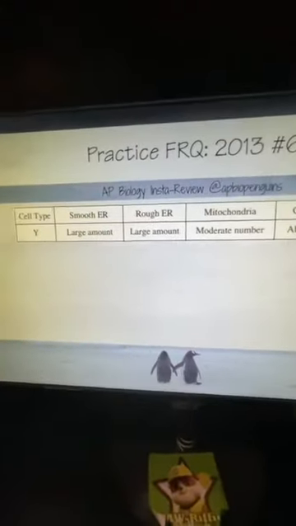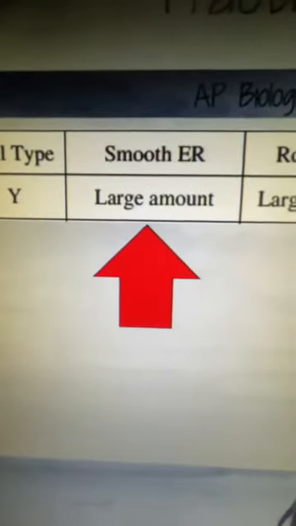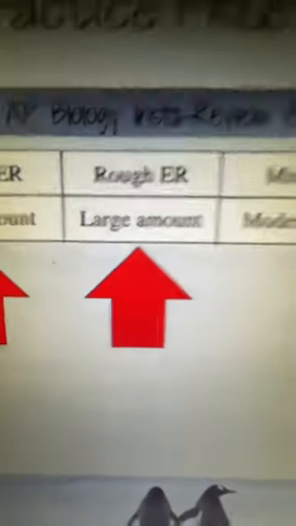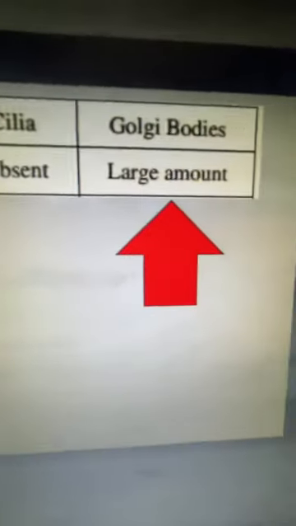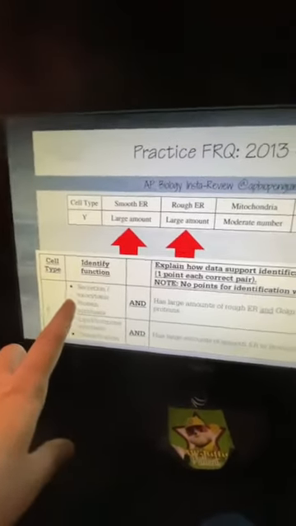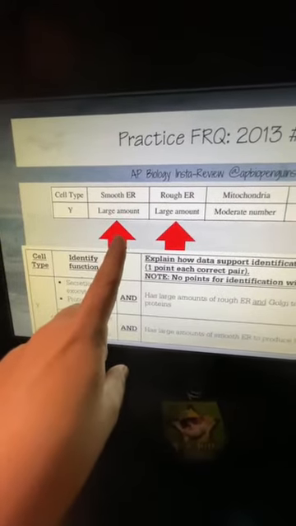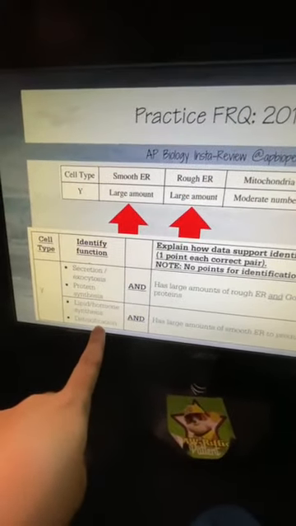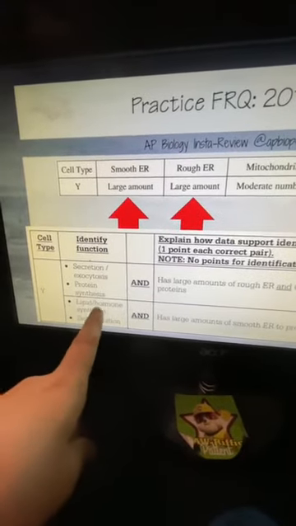So Y is another difference. So here we see that we have a large amount of smooth ER. We have a large amount of rough ER. There's not so much mitochondria, not too much cilia, and then we have a large amount of Golgi. So this can go 2 different paths, right? So we can either go the path of, okay, well, the smooth ER's responsibility is detoxification, right? So you could say detoxification is the function of the cell. You could say this for lipid synthesis or hormone synthesis.